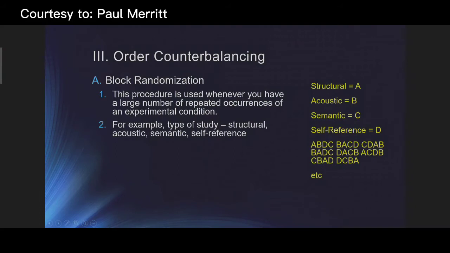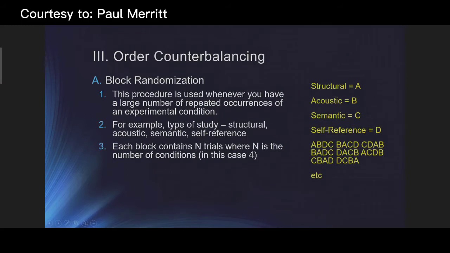So each one of these individual conditions is occurring within a block. Each block will contain n trials, where n is the number of conditions. We have four levels of our independent variable, so we have four trials within each individual block. We'll create then k blocks. This will be the number of times each condition is completed. So in the example I was just using, we would create 25 of these blocks across our 100 item experiment.